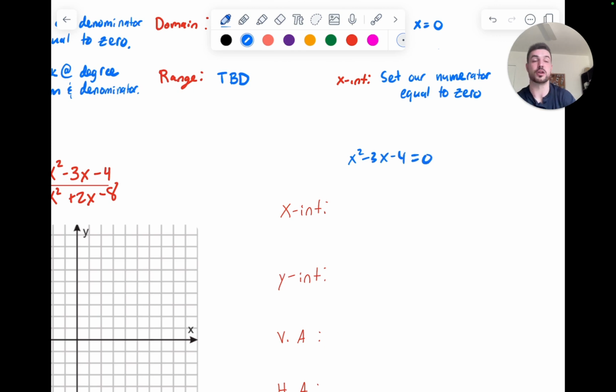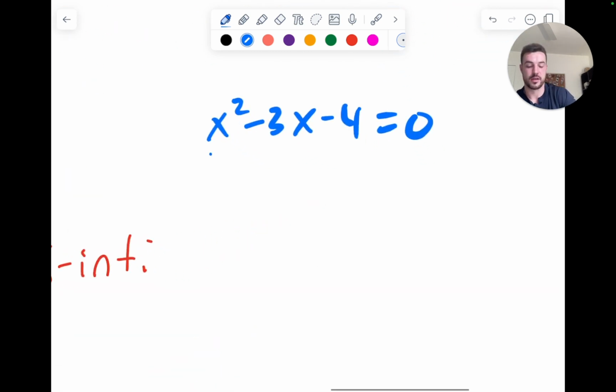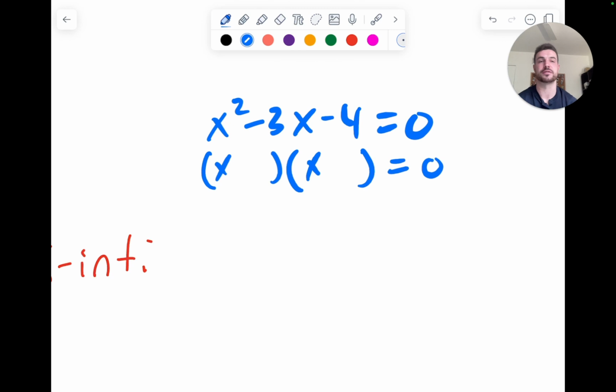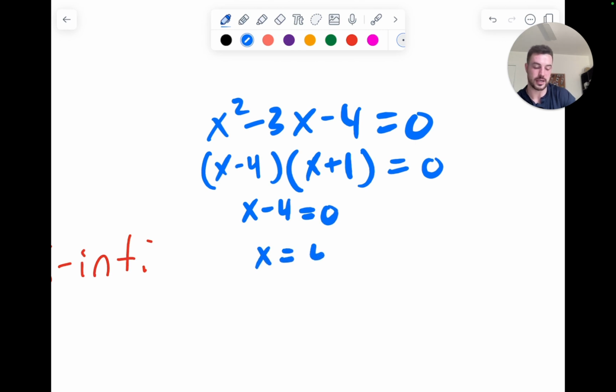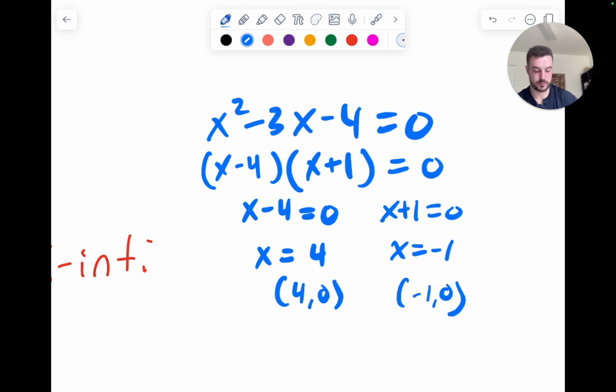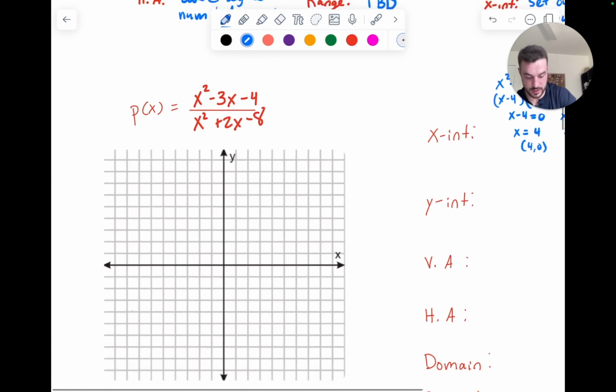If I take my numerator and set it equal to 0, we see this is a quadratic, so I can use the quadratic formula or I can factor. I'm going to factor this, and I'm looking for two values that multiply to -4 and add to -3. It will be -4 and +1. If I set each one of those equal to 0, I get my x-intercepts: -1 and +4.